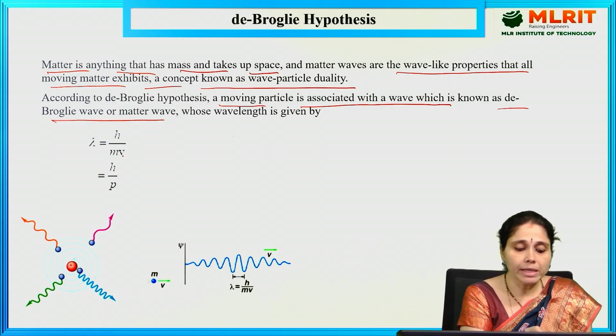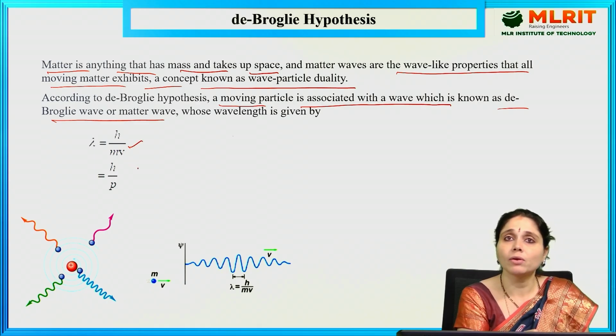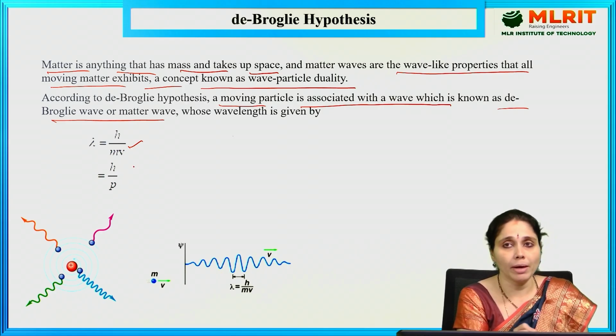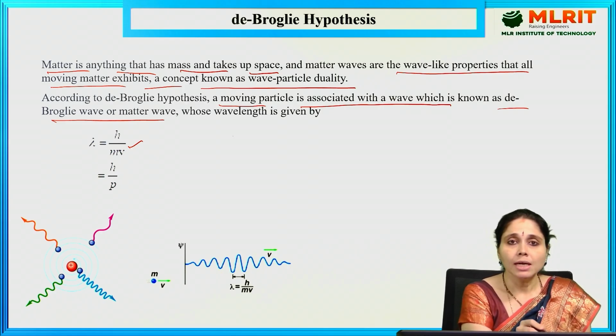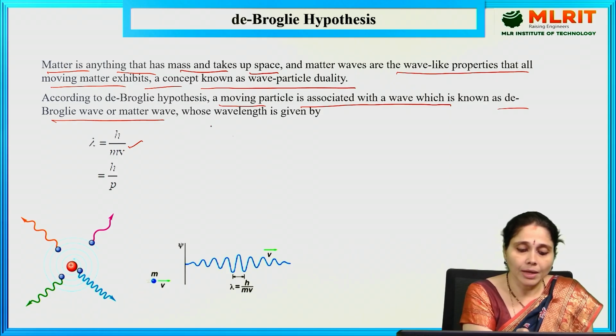So lambda is equal to h by mv. This is the relationship given by the de Broglie hypothesis, where lambda is the wavelength of the wave, h is Planck's constant, m is the mass of an electron, and v is its velocity. mv, mass into velocity, is equal to momentum. Okay, so let us derive this.